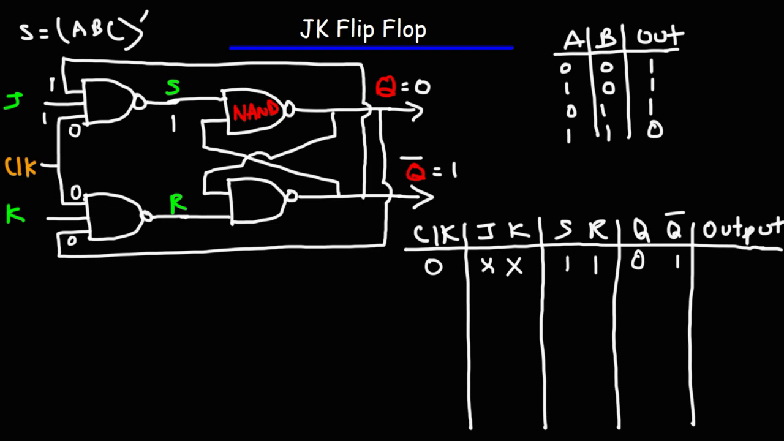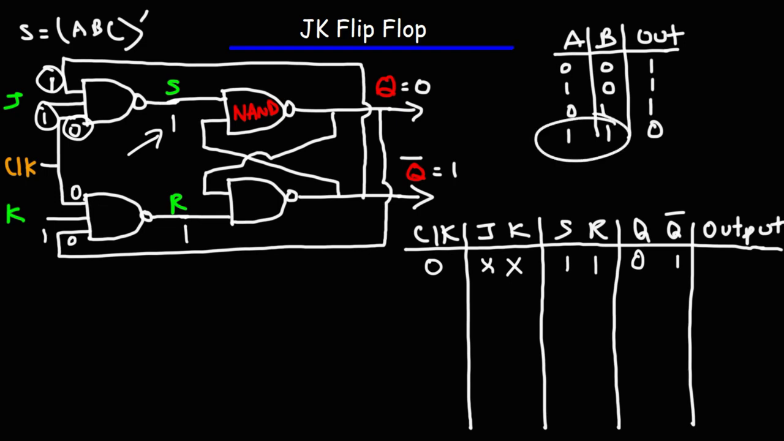The same is true for K. If K is 0, R is going to be 1. 0 times 0 times 0 is 0. Complement of 0 is 1. Or if K is 1, R is still going to be 1. Remember, the only time S or R will be 0 is if all three inputs are 1. If there's just a single 0 there, we're not going to get a 0 at S or R. If there's a single 0, the output is going to be 1. The only way we're going to turn this into a 0 is if all inputs are 1.